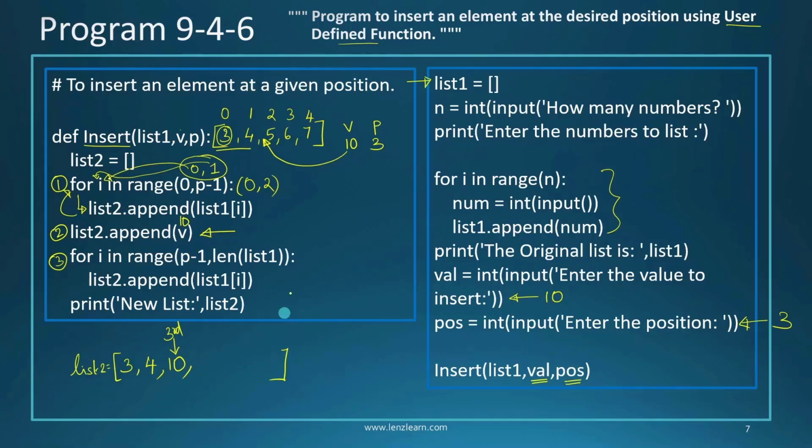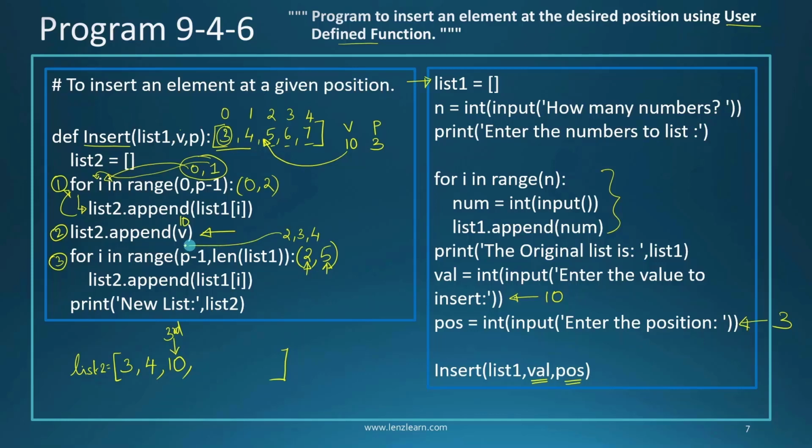Now what is pending with us? We have to copy 5, 6 and 7 into list2. That job is done by our next for loop. Here you can see this for loop ranges from p minus 1. Right now the value of p is 3, so p minus 1 is 2, to the length of the list. What is the length of the list? That is 5, because this list has 5 elements inside it. Now if this is the range, what will be the values available inside it? That is 2, 3 and 4.